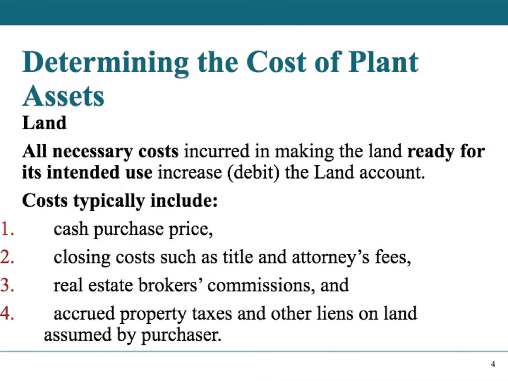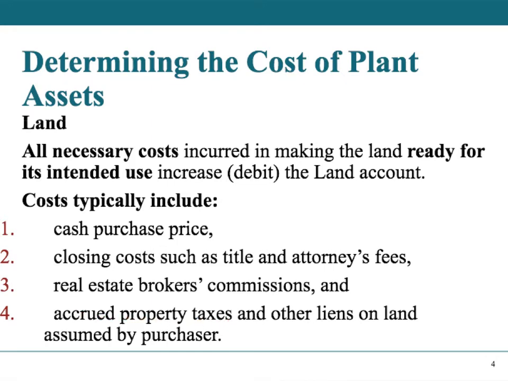Okay, we will be looking through several particular categories. The first one is land. So all, again, necessary cost incurred to get that land ready for the intended use. Costs typically will include cash purchase price, that's the easiest one. But then you also have closing costs such as title and attorney fees. You'll have real estate broker's commission, so you might be paying 7% on top of that, or whatever commission could be. Then you could also have accrued property taxes.